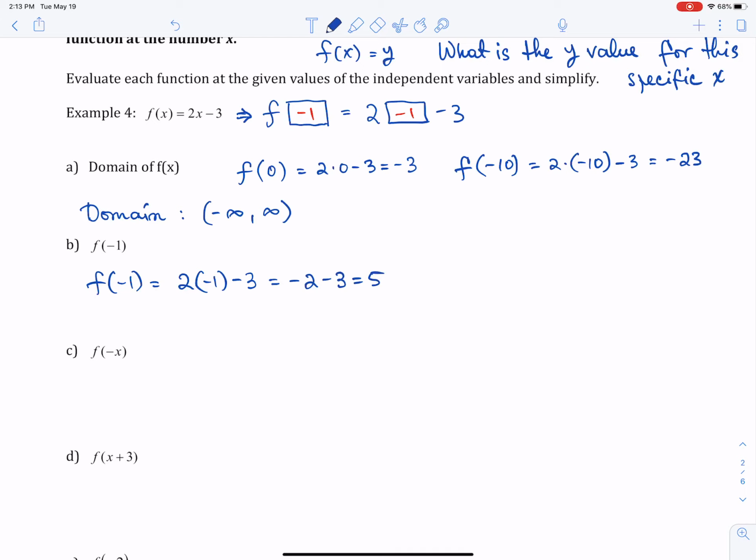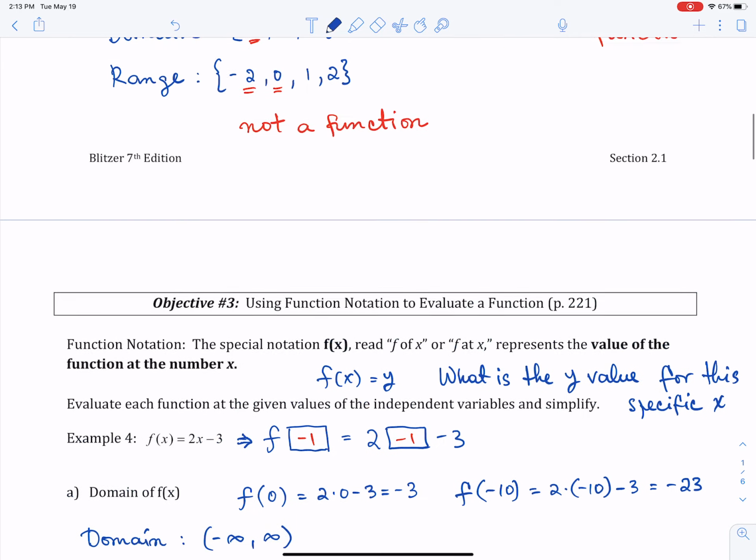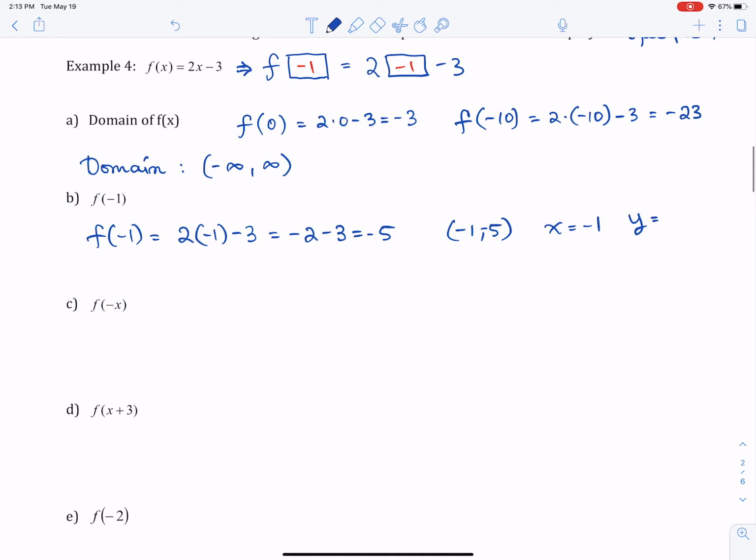What this means is that's one point from this line, this linear equation, and this point is the point -1, -5. So every time when x is equal to -1, the y value is going to be -5. I missed my sign. Oops. -5.